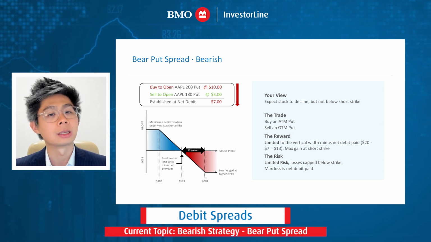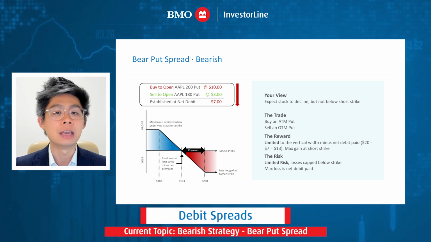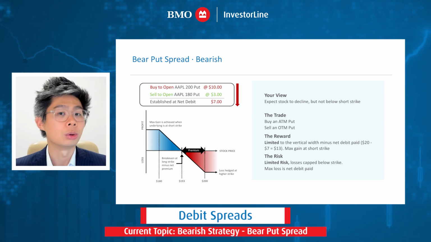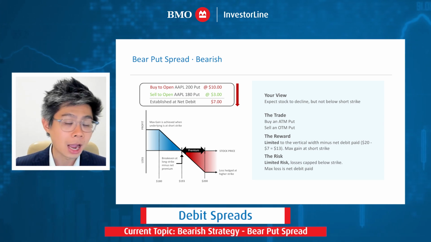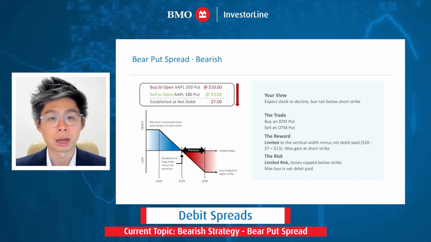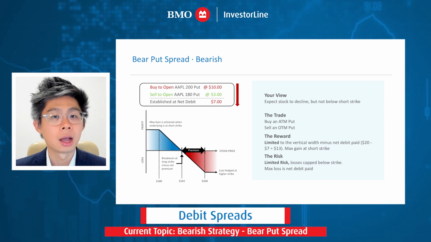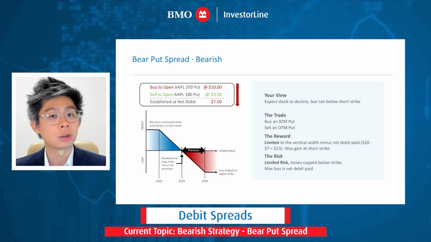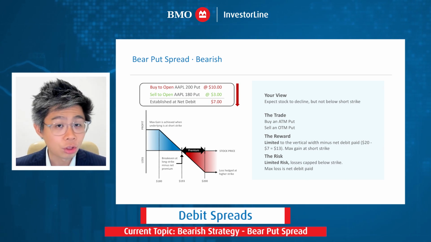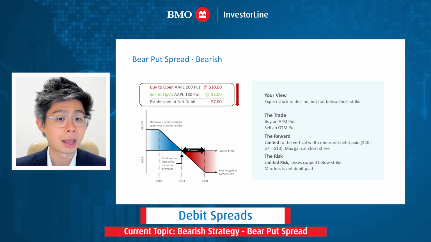And what I'm doing is, for reducing my risk and reducing my capital outlay, I'm giving up any potential gains below $180. So if the stock were to drop below 180, I don't participate in it, in exchange for the $3 that I collect. $3 may not sound like a whole lot on a $200 stock, but remember, you're reducing your risk from $1,000 a contract to $700 a contract. That is a 30% reduction in risk, 30% reduction in capital outlay.